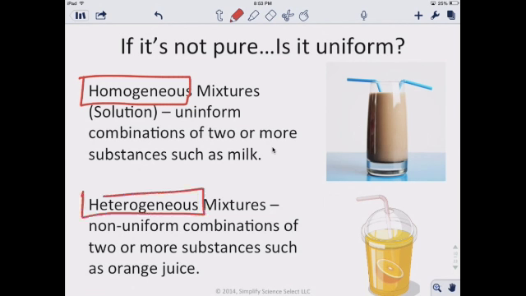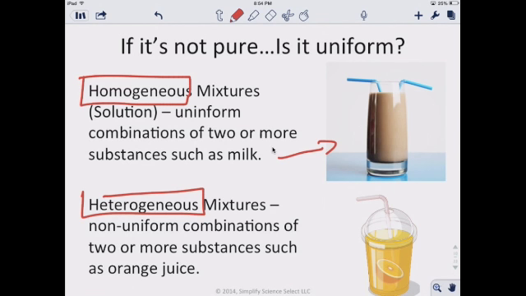Now, a homogeneous mixture, that's a solution that is a uniform combination of two or more substances, such as milk. And milk is considered a colloid, but what we can say here is that the main thing with a homogeneous mixture is you can't see stuff floating in it. You can't see little particles floating throughout it. It's just basically the same. We look at that whole thing and it's a brown cup of chocolate milk. There's not anything floating in it.